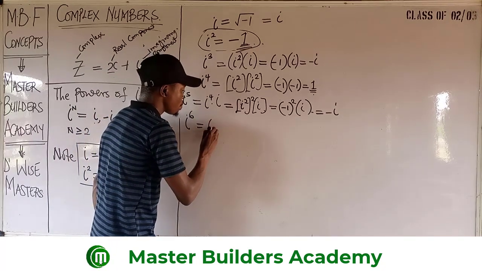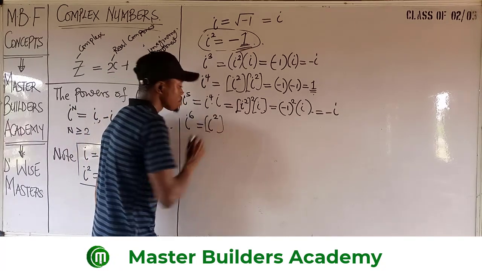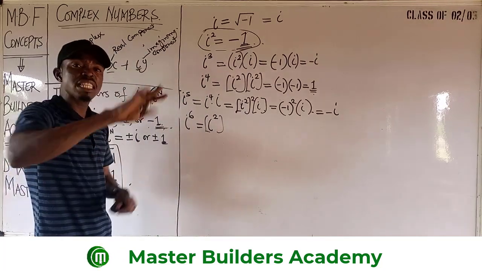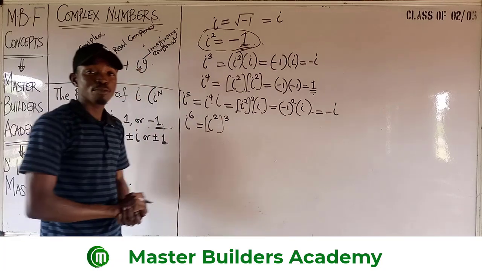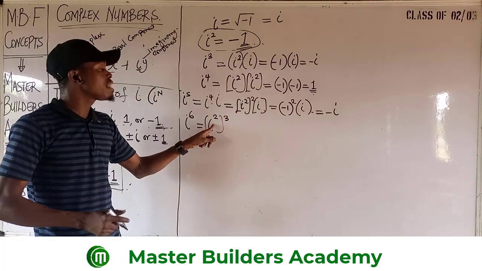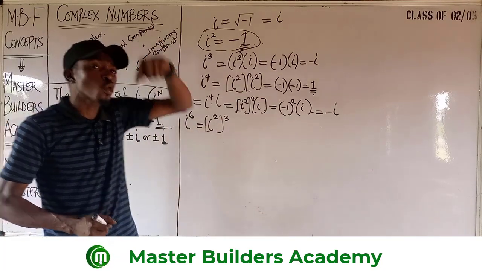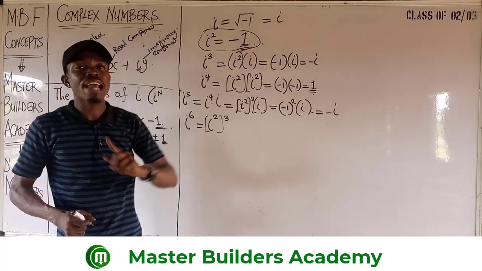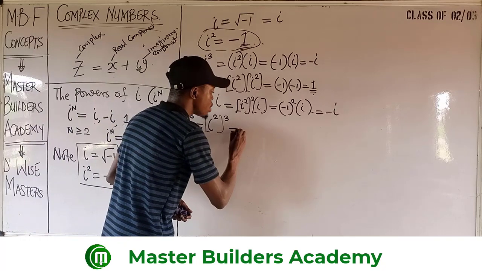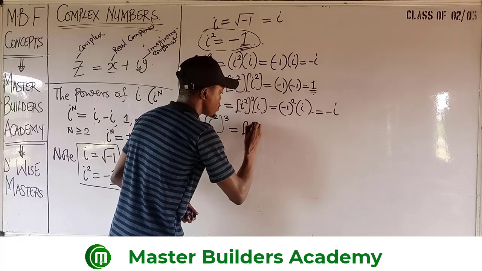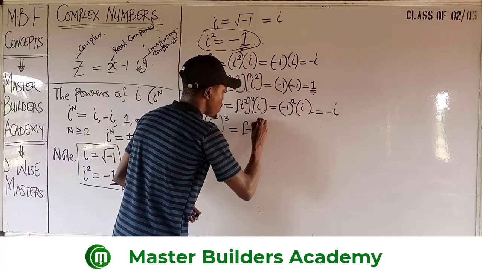Now the same thing if I have i raised to the power of 6. This is i raised to the power of 2, all raised to 3. Remember, using the fifth law of indices, 2 times 3 gives us 6. Why do I leave this inside the bracket? Because I already know the value of i raised to the power of 2. And what's the value of this? This will give us minus 1 raised to the power of 3.